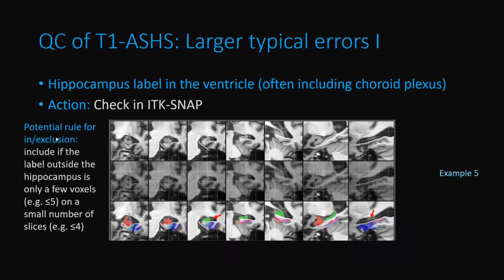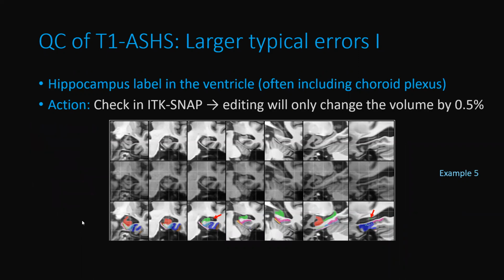So here, a potential rule for inner exclusion could be: include if the label outside the hippocampus is only a few voxels, say 5 or less, on a small number of slices, say 4 or less. This is just an example. You don't need to actually take this particular rule, but that could be an example. And I actually did edit this case, but then I found that it only changes volume by 0.5%. So that's not a lot that you're gaining here by editing. So I think it's probably not worthwhile.